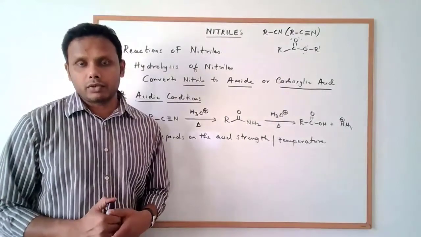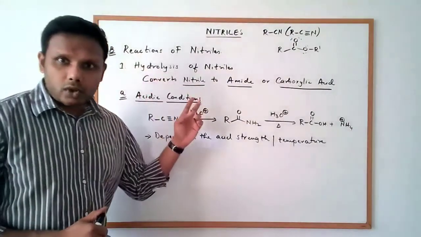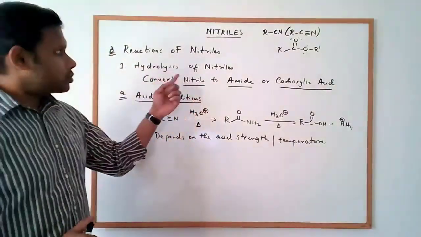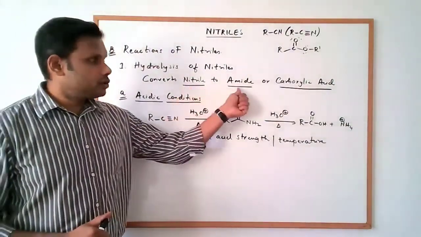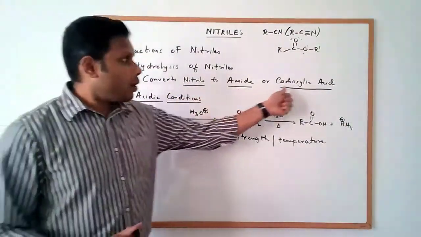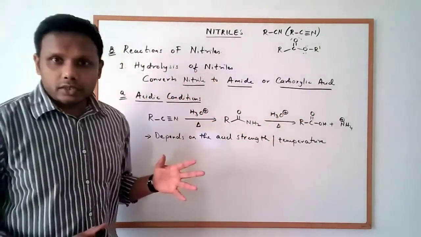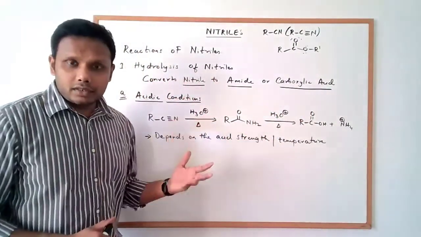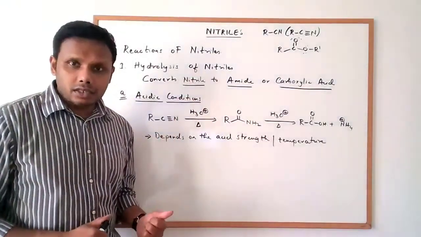Next, we are going to talk about the reactions of nitriles. Now, nitriles can undergo hydrolysis. And when nitriles undergo hydrolysis, the nitrile is converted into either the amide or the carboxylic acid. Now, the hydrolysis of nitriles can be achieved using acidic or basic conditions again.